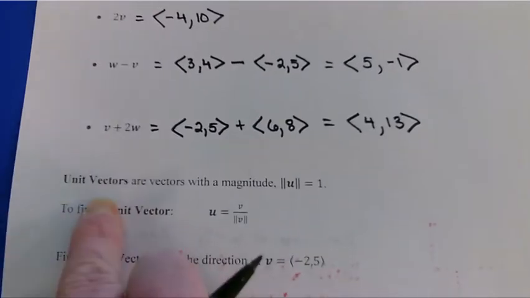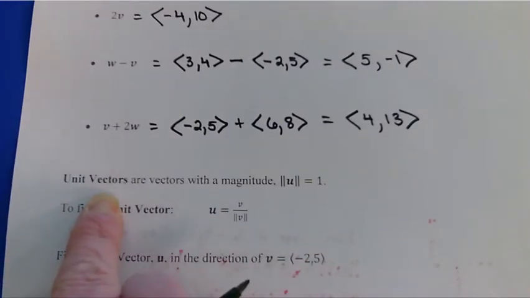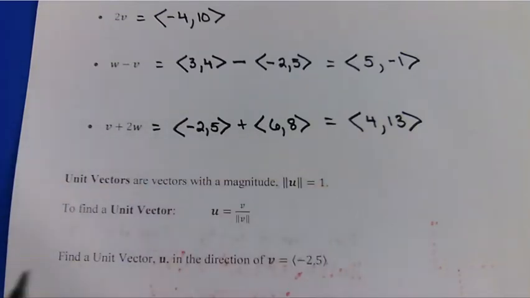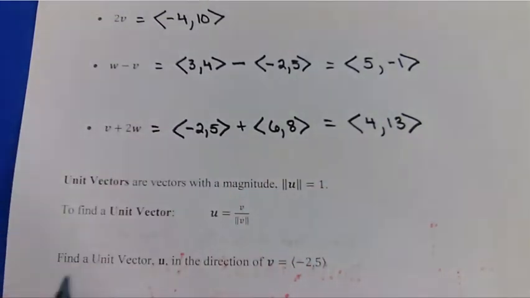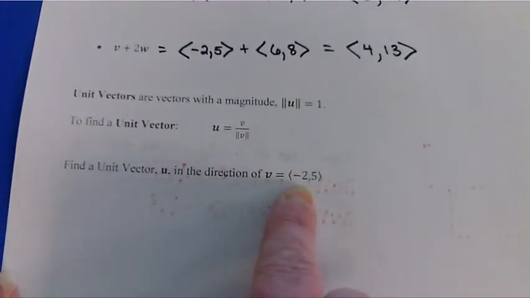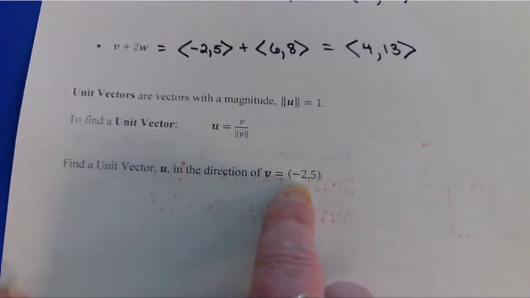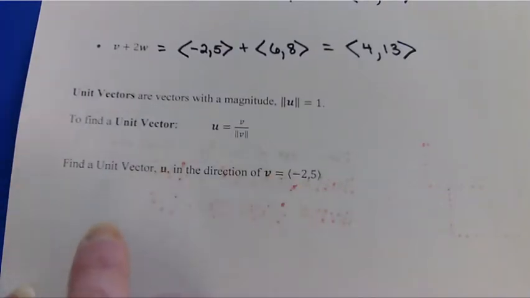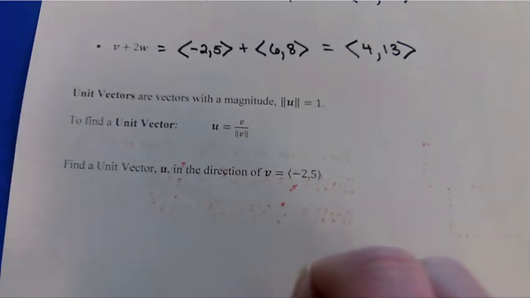The next topic is unit vectors. Unit vectors are vectors with a magnitude of 1. That puts them into our lovely little unit circle world where everything is 1 long. So if we have a vector, and here's its component form, that means it's left 2, up 5, and we want to find the unit vector that matches that.